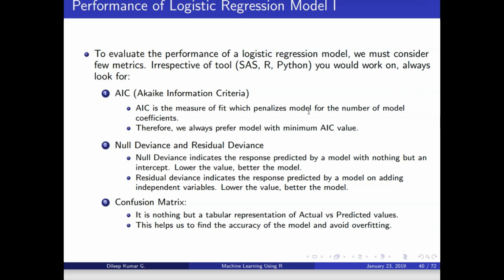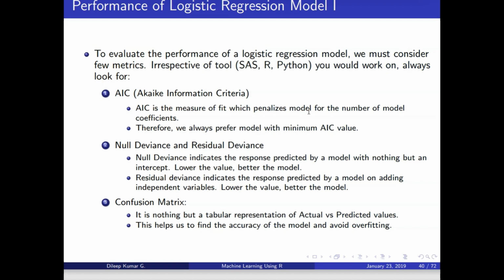And then null deviance and residual deviance. Null deviance means the response predicted by a model with nothing, meaning no input is given. This value should be lower, right? The lower the value, the better the model. Similarly, for residual deviance, this value also has to be lower, which indicates the response predicted by the model on adding independent variables. If you add more variables which also affect the model, you can have better performance. Normally, even though the number of independent variables is added, the error value should be lower.